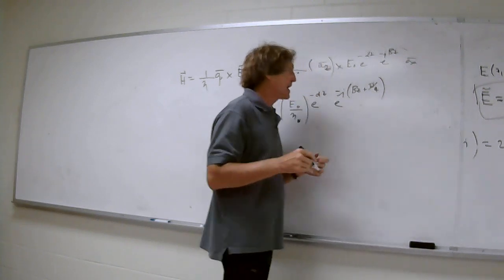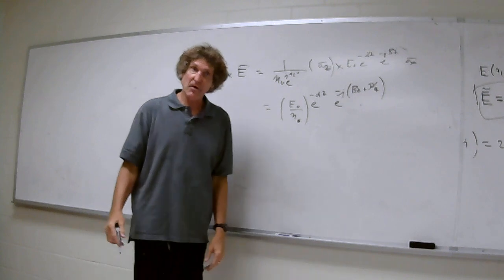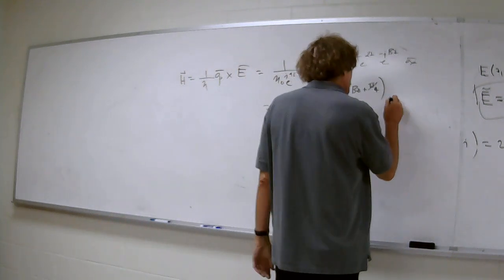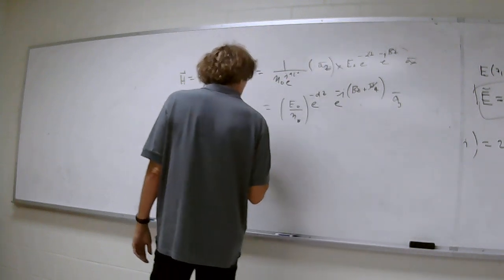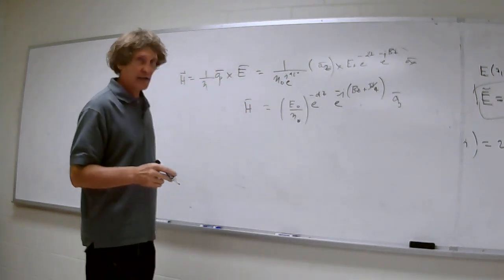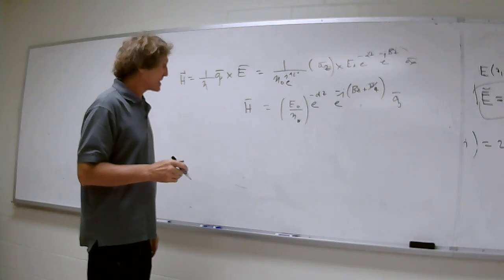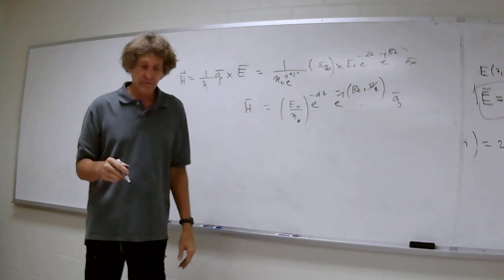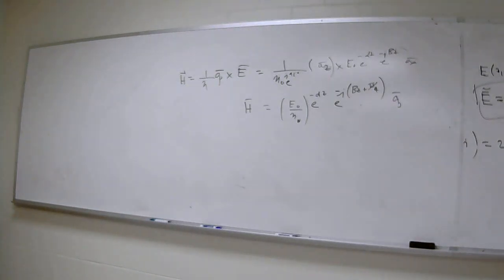Finally, I have AZ cross AX is AY. Can anybody follow me on that? Now that's the phasor domain form of the H field. I didn't put in the value of E-naught and A-naught there, but we're going to get it. You all agree with that? How do you get the time domain form? Everything in the J goes to a cosine. We take E to the J omega T times this and take the real part.